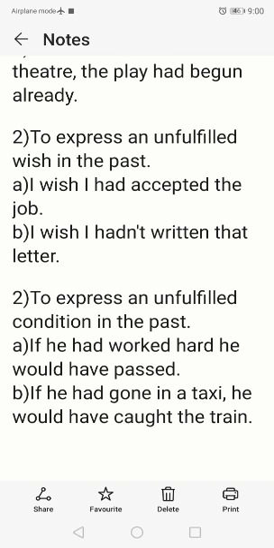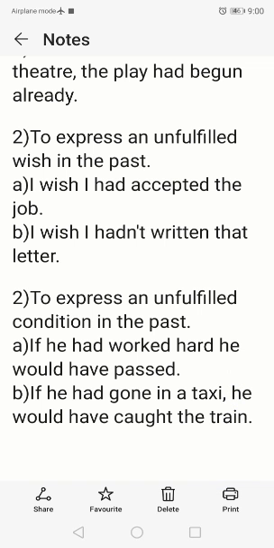In the same way, to express an unfulfilled condition in the past. For example, if he had worked hard, he would have passed. But he didn't work hard, so he failed. If he had gone in a taxi, he would have caught the train. But he didn't go in a taxi, so he didn't catch the train. So here also both the conditions were not fulfilled. So once again I do feel very sorry.